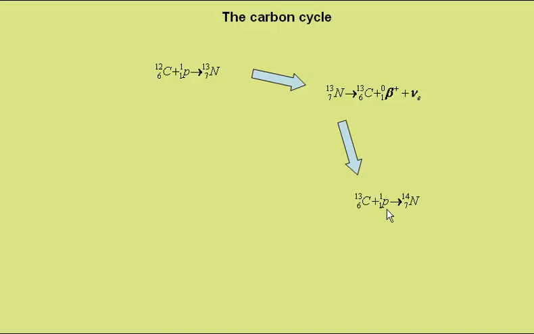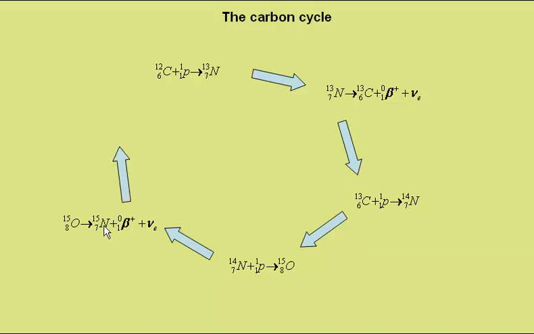The nitrogen-13 can absorb a proton, becoming nitrogen-14. This then absorbs another proton, becoming oxygen-15. The oxygen-15 undergoes beta plus decay to become nitrogen-15. The nitrogen-15 absorbs a proton, again becoming carbon-12, and a helium-4 nucleus. And that brings us back to the beginning.